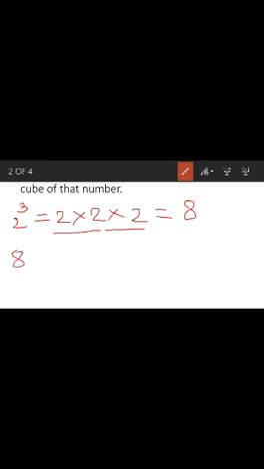For example, we'll take 2 raised to 3. That is 2 multiplied by 2 multiplied by 2. What will it come to? 2 2s are 4, 4 2s are 8. That is 8. It means 8 is the cube of 2. That is, the third power of 2 is the cube of 2.